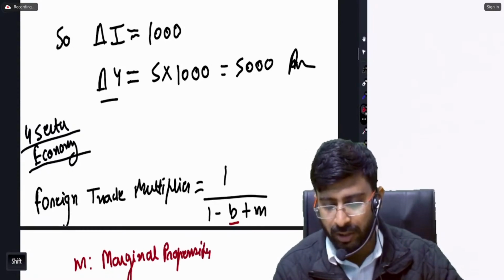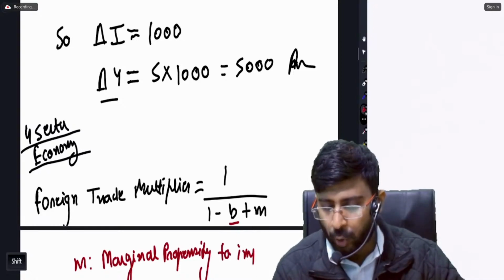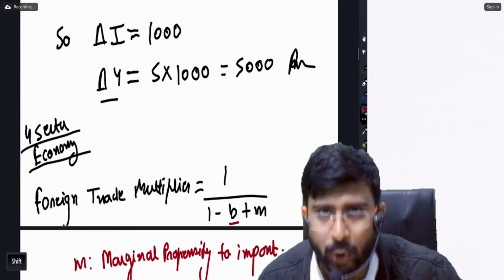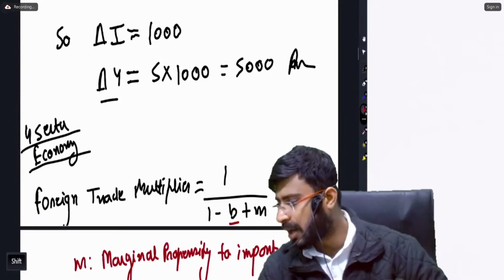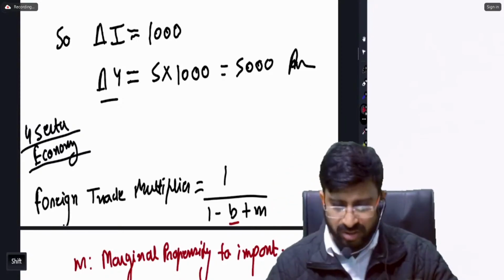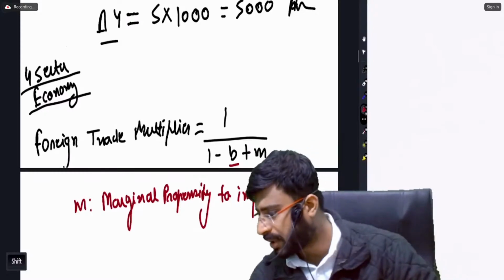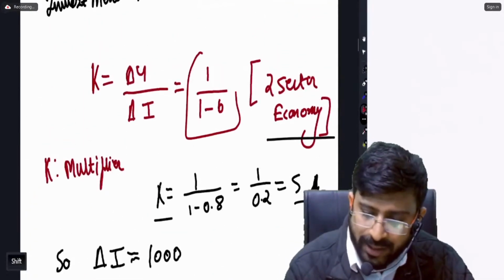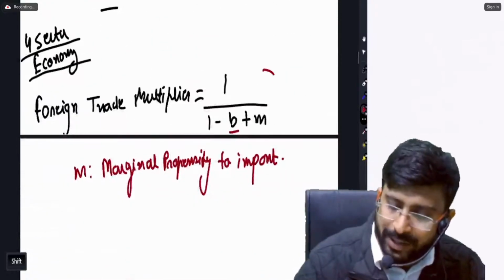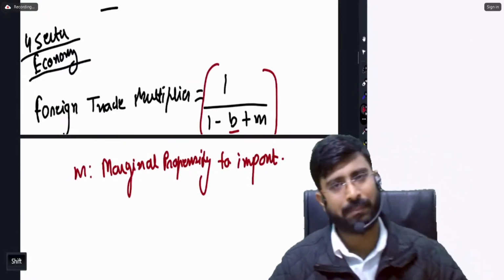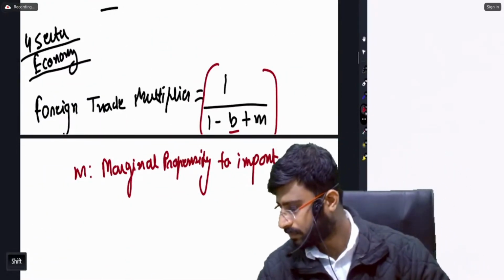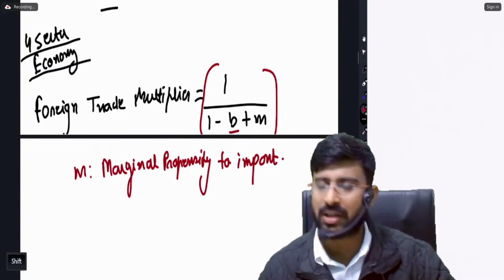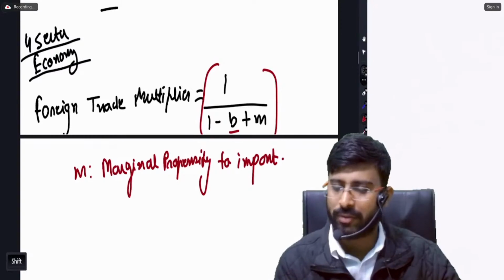Everyone, M represents marginal propensity to import. Just remember this. We are going to talk about this, but till now, two formulas you have understood. It is 1 by 1 minus B, and the other one is 1 by 1 minus B plus M. Is it clear so far? Very good, everybody.